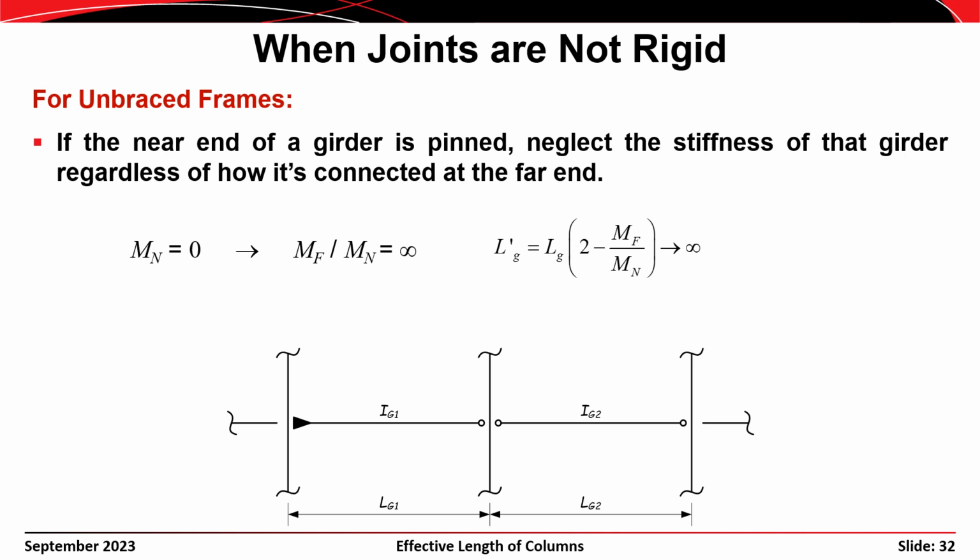Thus, the modified length of the girder, L sub G prime, is equal to infinity, and the contribution of EI over L for that girder to the stiffness of the joint is equal to 0. This mathematically validates what was stated earlier, that when a beam or a girder is pin connected to a column, the stiffness of that beam or girder is taken as 0 when calculating G.